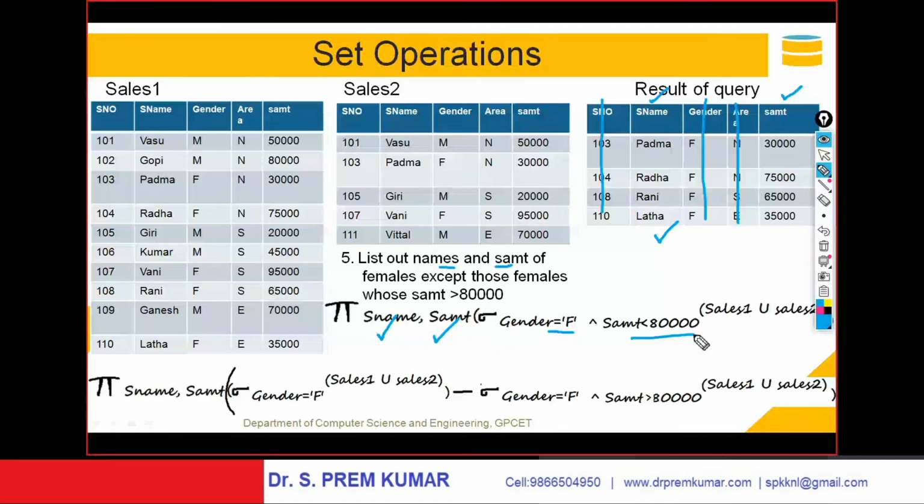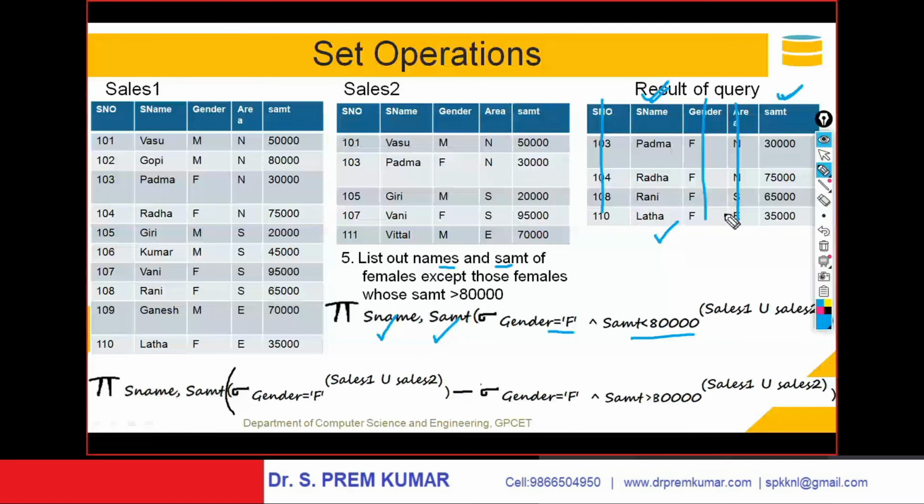And hence, you will get only the columns of names and sales amount. Padma 30,000, Radha 75,000, Rani 65,000, Lata 35,000. You observe here, these are all the females whose sales amount is not greater than 80,000.